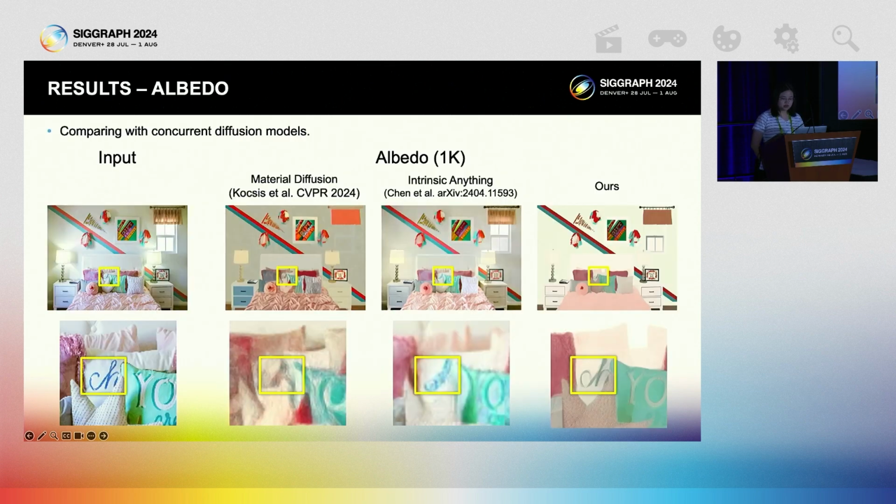This is a comparison between our model and other concurrent diffusion models on albedo estimation. Please focus on the pillow with the letters C and H. You can see that other diffusion models struggle to reproduce these letters in their albedo. The results are blurry, and the letters are unrecognizable. In contrast, our model generates a clear C and H. That means our predicted texture better matches that in the input. This is attributed to the more powerful conditional image encoder we proposed.